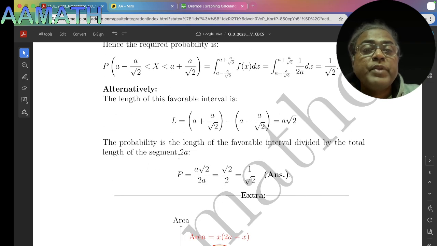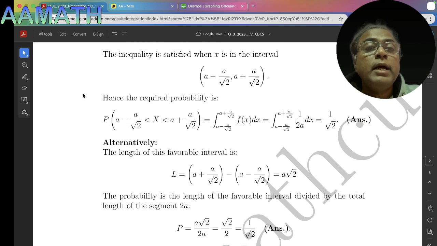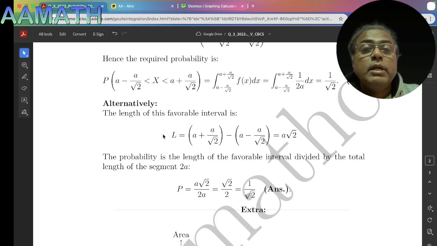The probability is the length of the favorable interval divided by the total length of the segment, twice a, from A to B. This is the total length. So the probability is a root 2 by twice a, which is equal to 1 by root 2. You can avoid this integration. You can write it this way.